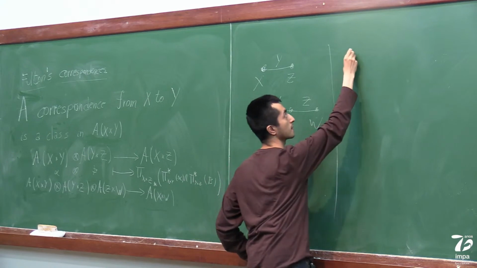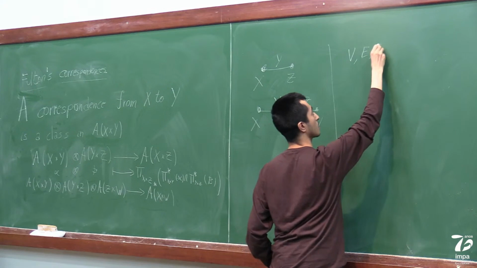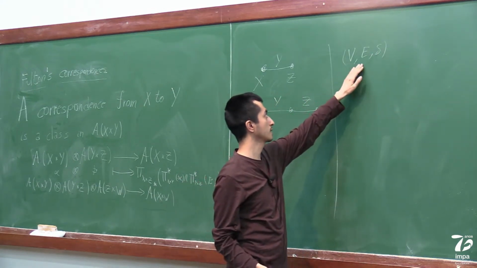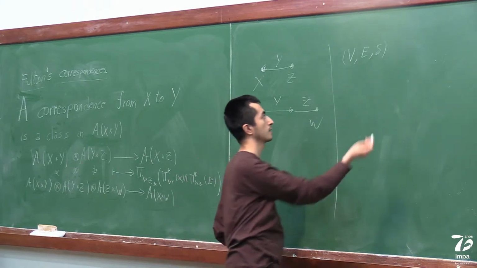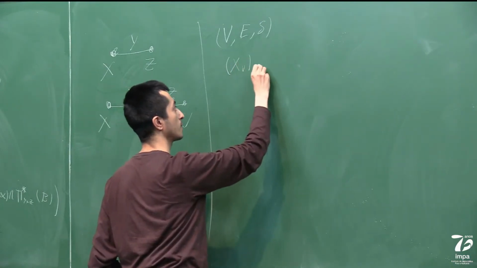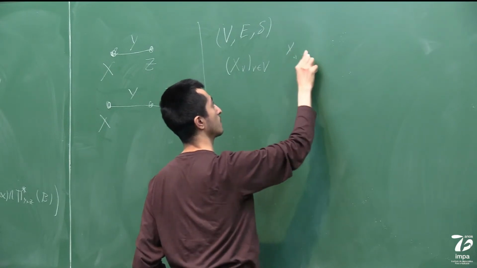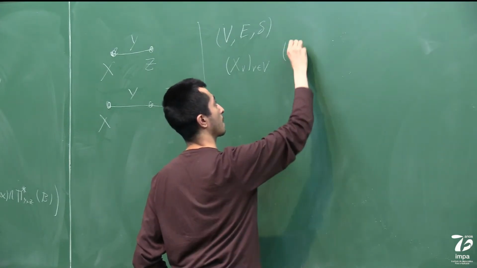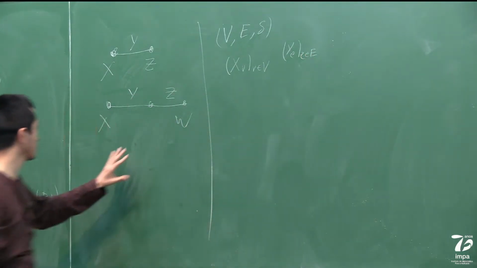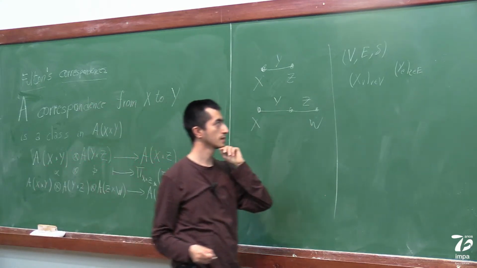If we have a graph with vertices V, edges E, and some delta that tells me when an edge is adjacent to some vertex, and some labeling X_v for v in V, and Y_e for e in E, we want to expand this notion of composition to a notion of convolutions.